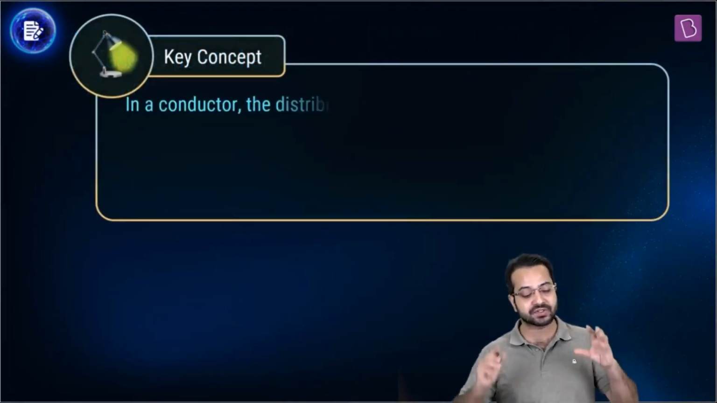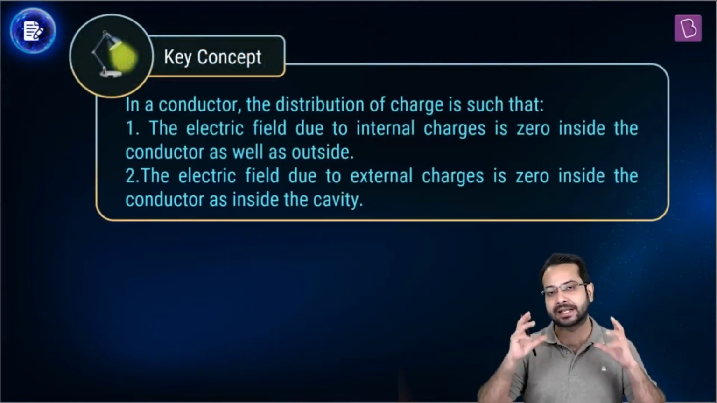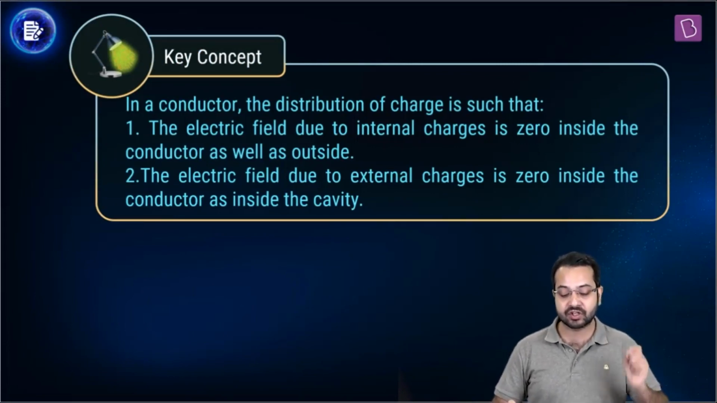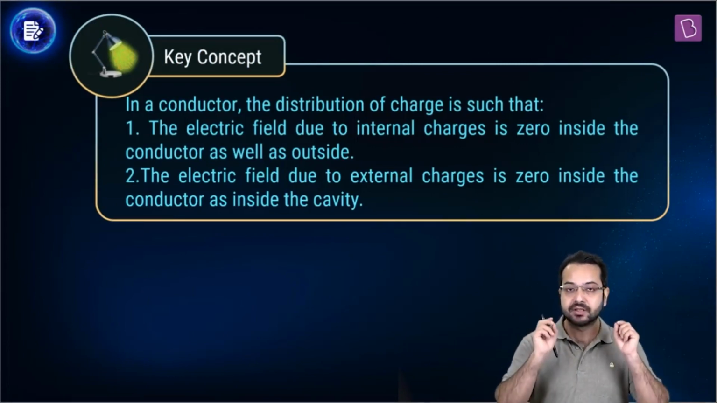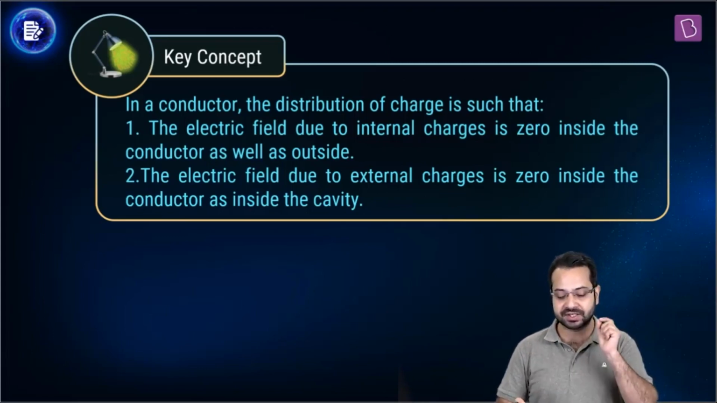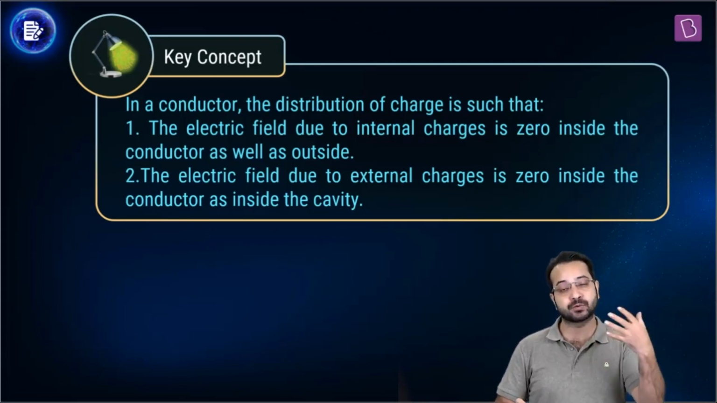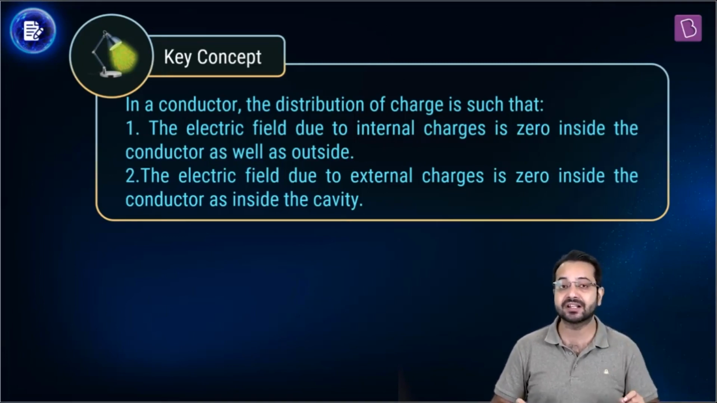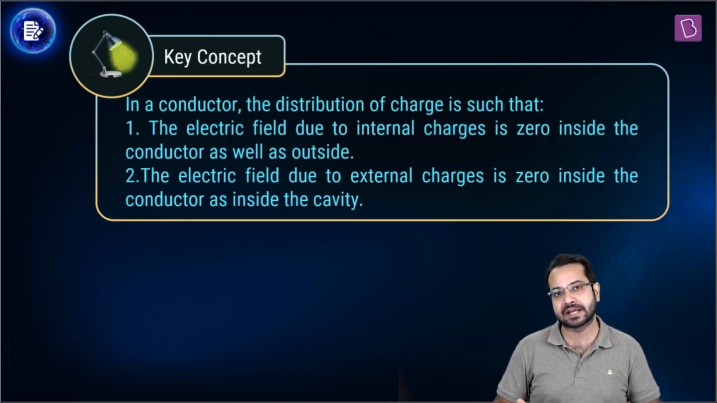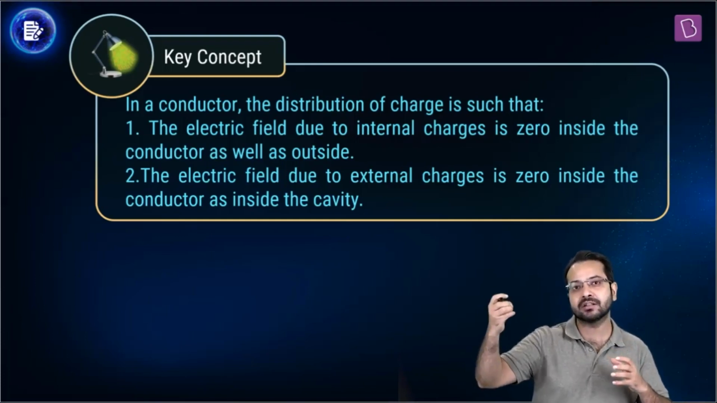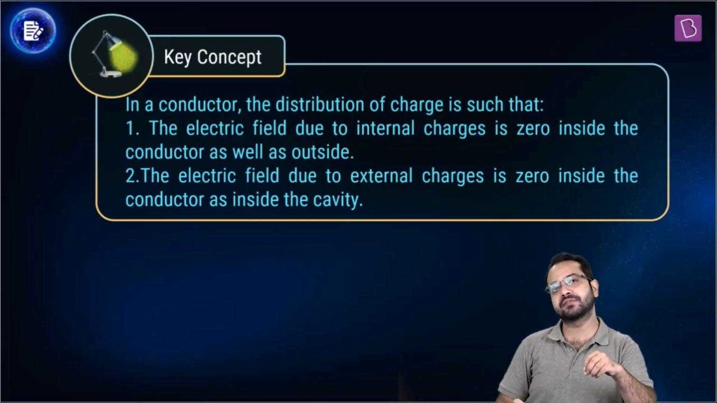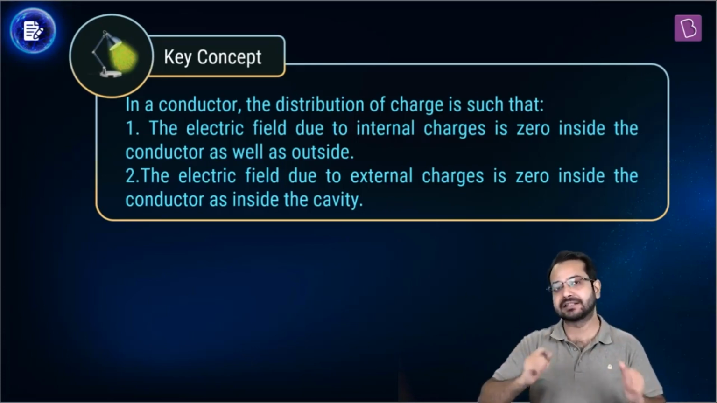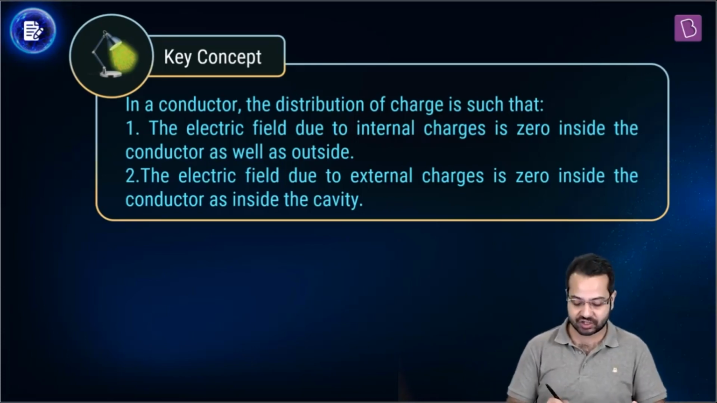Alright, this is the situation. The concept here again is electrostatic shielding. And what does it tell us? That in a conductor, the distribution of charge is such that the electric field due to internal charges is zero outside the conductor, and the electric field due to external charge is zero inside the conductor. So external charges don't have any influence inside and internal charges don't have any influence outside. This is the basic key concept of electrostatic shielding.